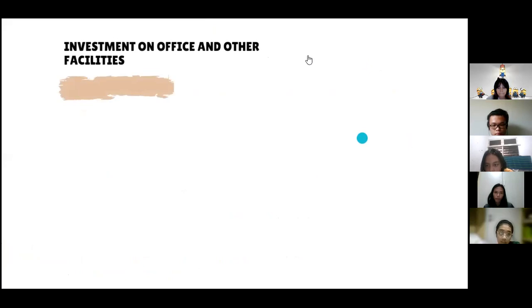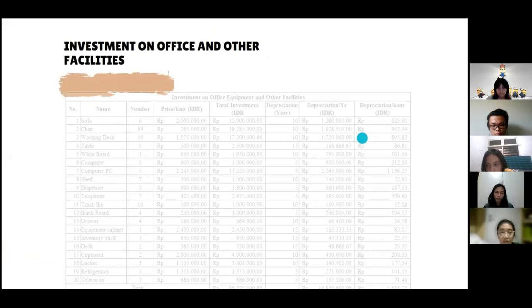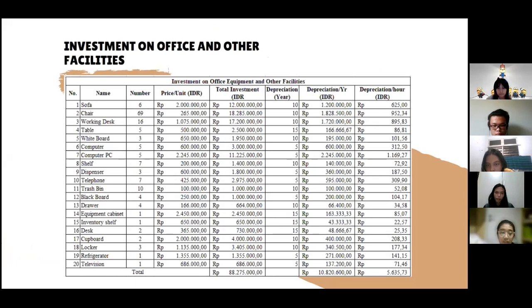The next is investment on office and other facilities. As we can see in the table, the investment on office equipment and other facilities, from the sofa until the television. The total investment is around 88 billion rupiah. For the depreciation per year, the total is around 100 billion rupiah. And for the depreciation per hour, the total cost is around 5,000 rupiah. Next.